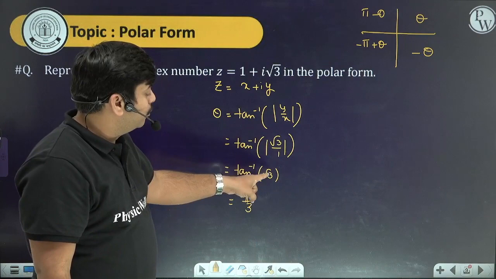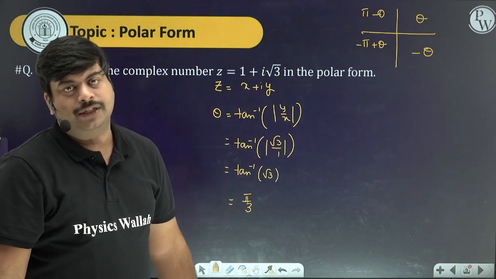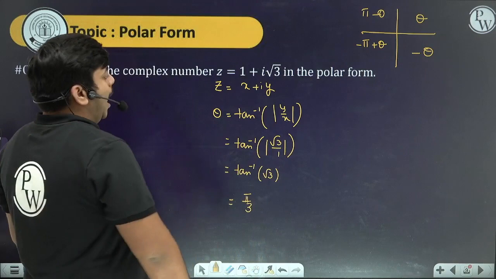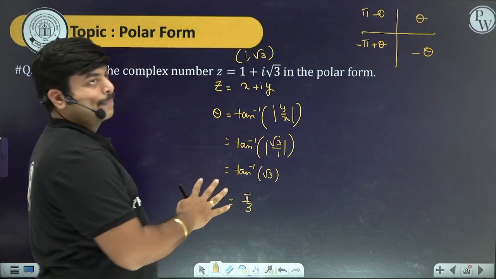It's the exact inverse of the trigonometric function. There are still a lot more formulas that will come in inverse trigonometric functions; we have a separate chapter for that. In which quadrant is the point 1 comma root 3? It is in the first quadrant, so this itself will be the angle. So I got the value of theta.